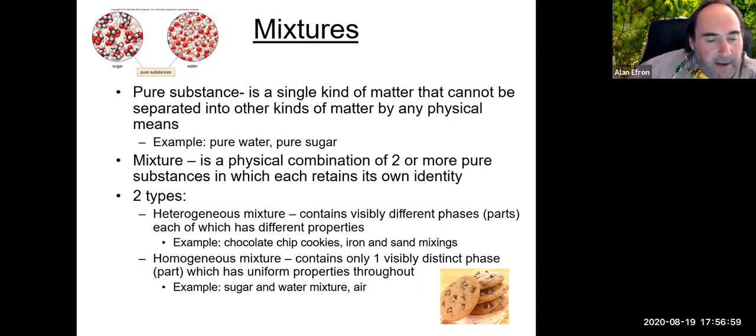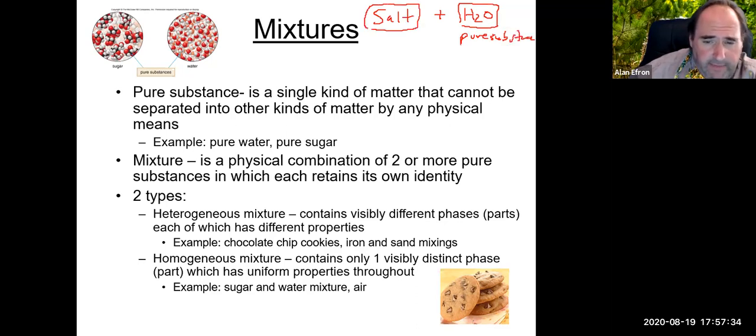Now, a mixture is when we combine two or more pure substances together. And when they mix together, they actually do retain their identity. Although it may not appear that they have retained their identity, they will mix together and still retain their identity. So for example, if we take two pure substances like salt and water. Water by itself is a pure substance. Salt, or sodium chloride, if you will, by itself is a pure substance. But if we put these two together and make salt water, we have now made a mixture of both of those things.